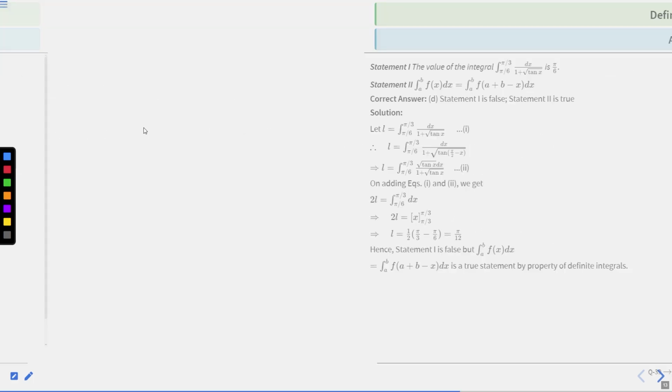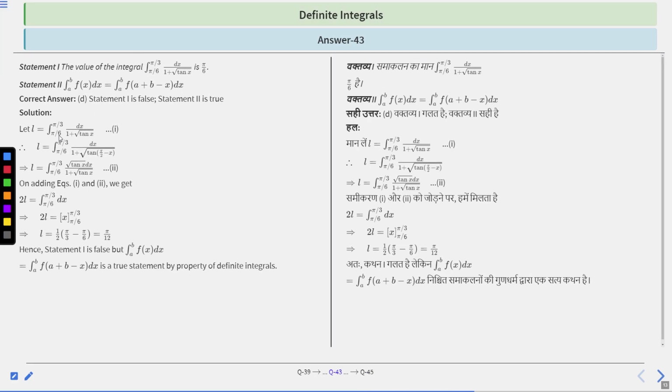Okay, let's move to the solution part C. Let I be equal to the integral from pi by 6 to pi by 3 of dx upon 1 plus root over 10x. Call this equation 1. Therefore, I is equal to the integration from pi by 6 to pi by 3 of dx upon 1 plus root over 10 (pi by 2 minus x), right? Because I can be written as the integration from pi by 6 to pi by 3 of f(pi by 3 plus pi by 6 minus x), that is pi by 2 minus x. So on addition we have equation 1 and equation 2, right?